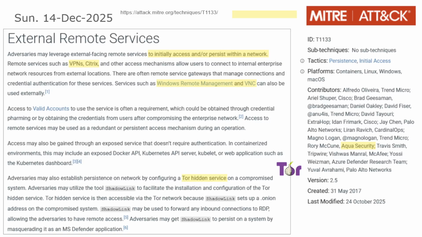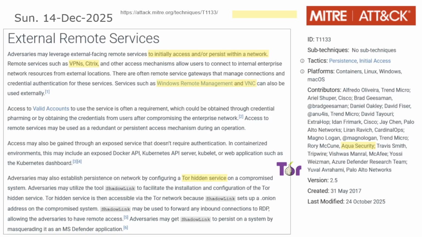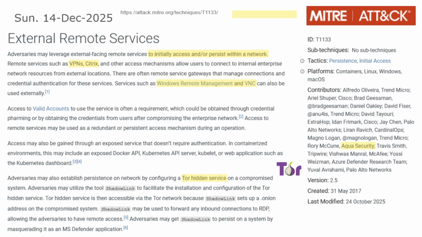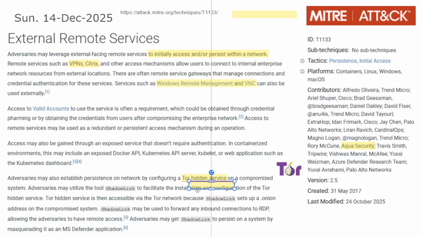Yeah, then the Tor hidden service is accessible via the Tor network because ShadowLink sets up an onion address on the compromised system. Yes, and these onion addresses can only be accessed from onion routing. Then ShadowLink may be used to forward any inbound connections to RDP, allowing the adversaries to have remote access. Adversaries may get ShadowLink to persist on the system by masquerading it as an MS Defender application. That's really evil. I've never seen that, masquerading it as an MS Defender application.